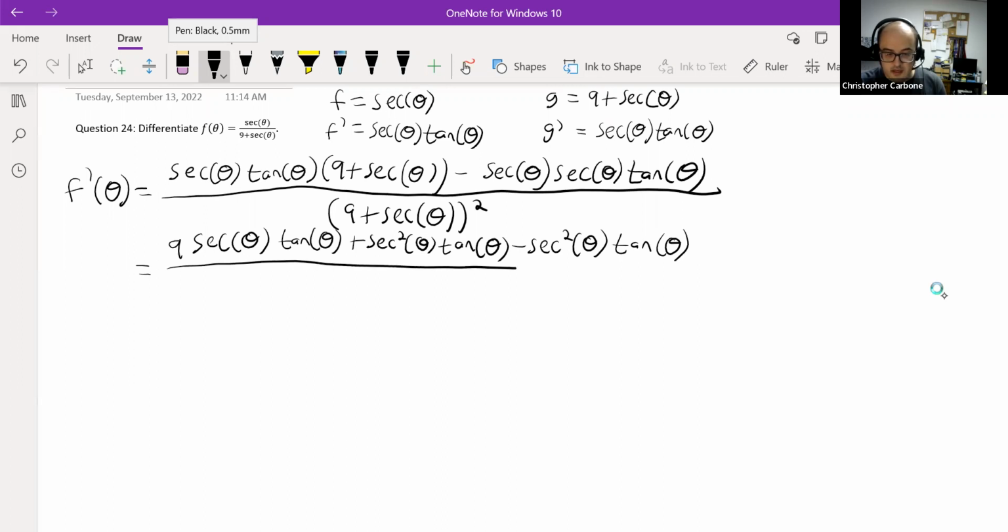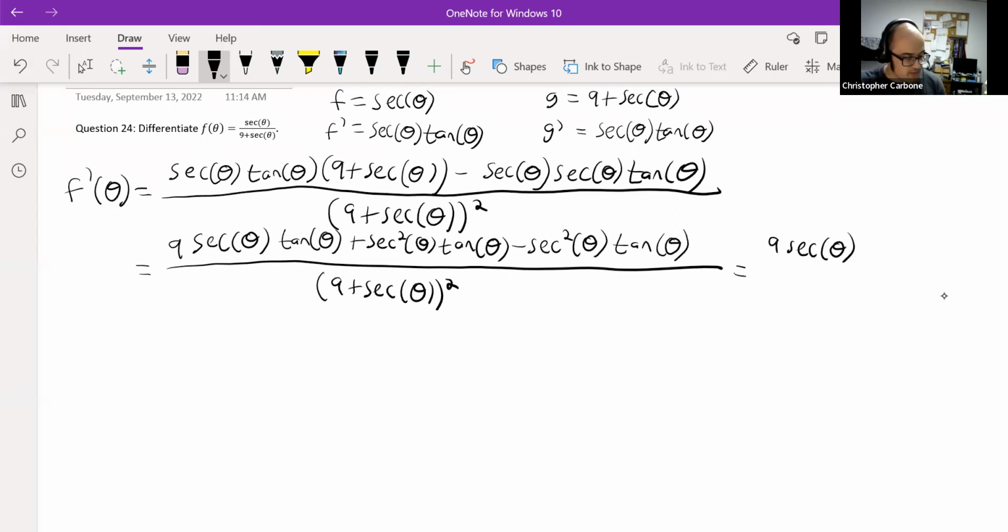all divided by 9 plus the secant of theta squared. And this simplifies to be just 9 times the secant of theta times the tangent of theta divided by 9 plus the secant of theta squared. Thank you.